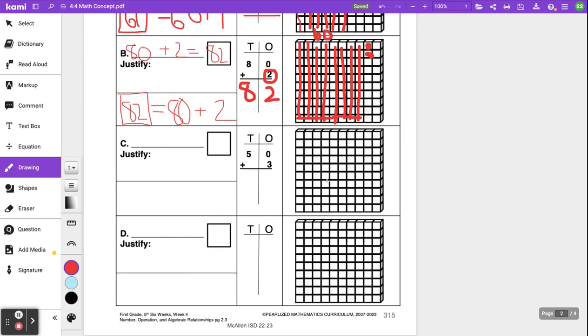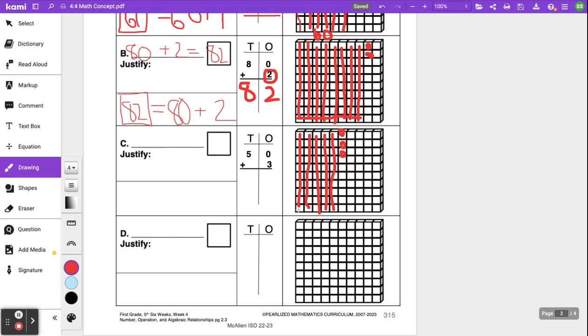Okay, there's only 4 problems on this page. We're going to get done quick. What do you see here? In this place value chart, I see 5 tens, which is 50, plus 3 ones. Go ahead and mark it. Push pause, and then you can check yourself when you're done.